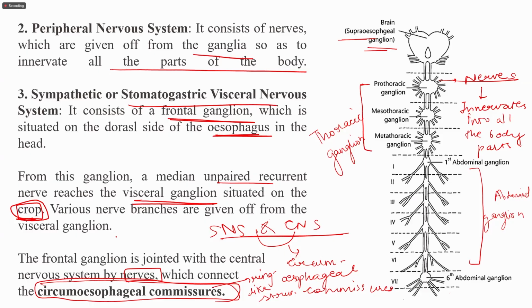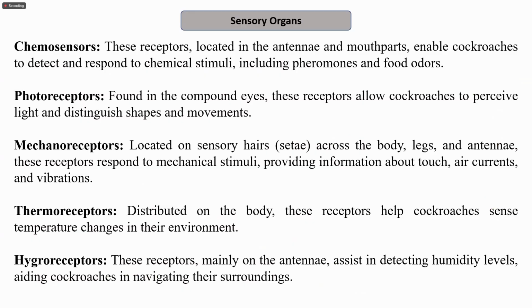Right? So the sensory system of cockroaches is very strong, and there are mainly 6 types of receptors or sensors which are present. So mainly the antenna and eye of the cockroach act as the sensory system, and also the setae which are located on the body help in sensing the different conditions.